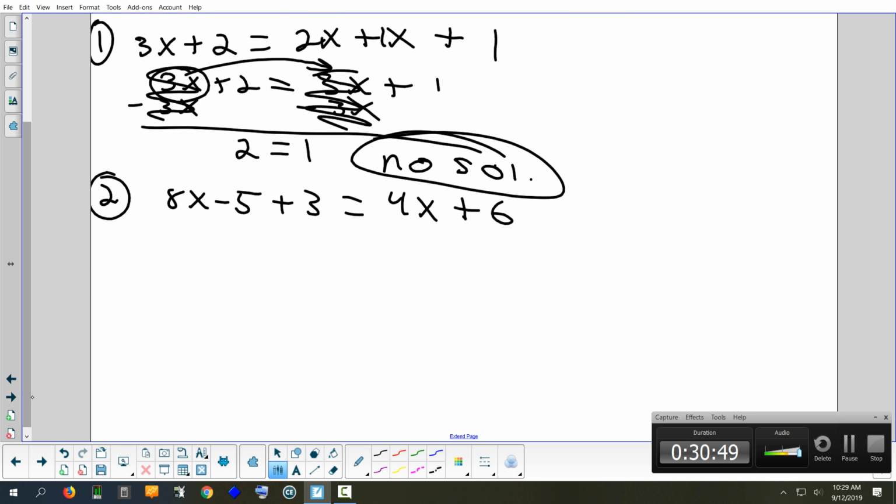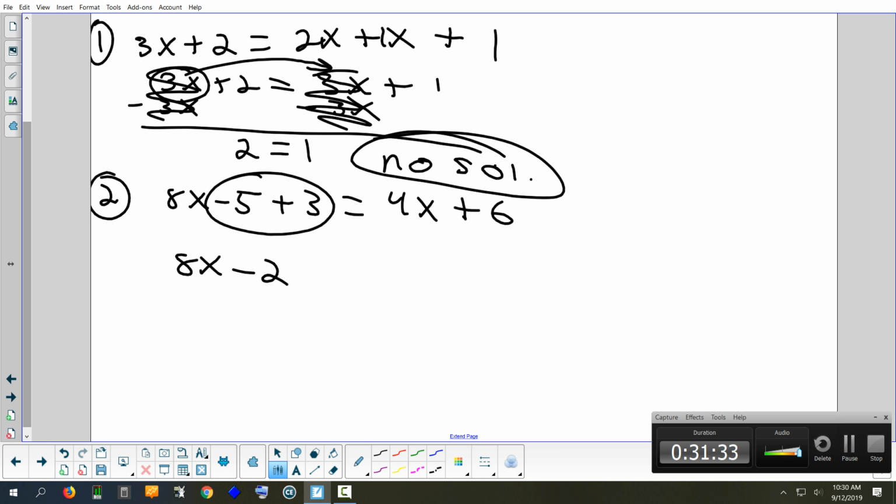All right, and the second one. Okay, first thing we could do here. A couple people missed this step, or if they did it, they made a mistake on it. Not yet. I do like the idea of subtracting the 4x, but I'm going to do that in the second step. Again, you can do things in a slightly different order, but there's one thing I would do first. Yeah, Adriana? Yeah, combine like terms. Negative 5 plus 3. What does that come out to? Not quite. Negative 2.